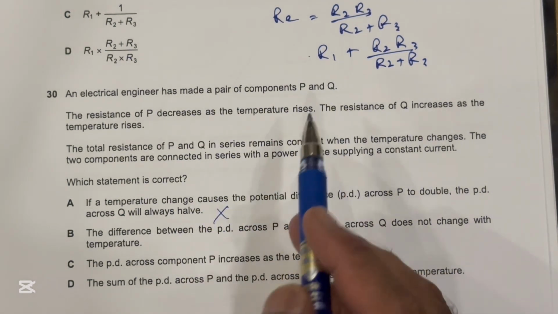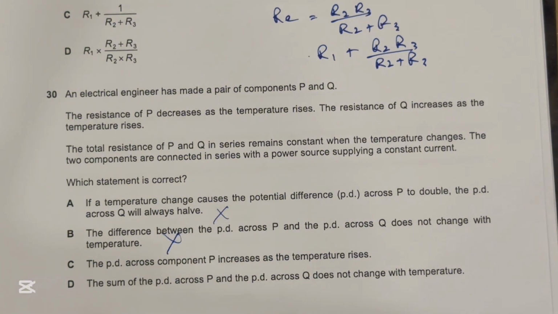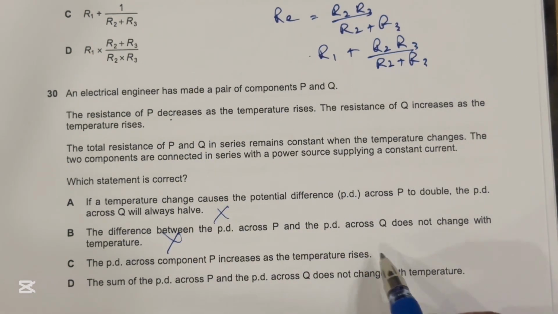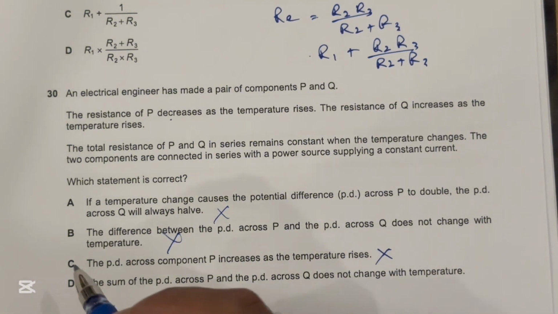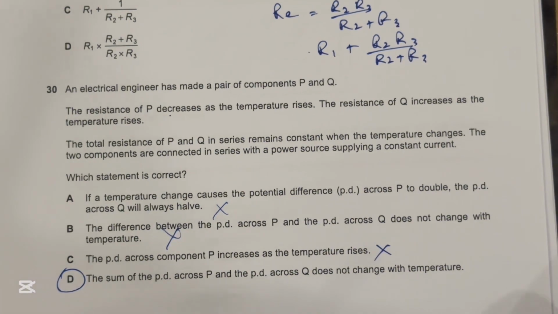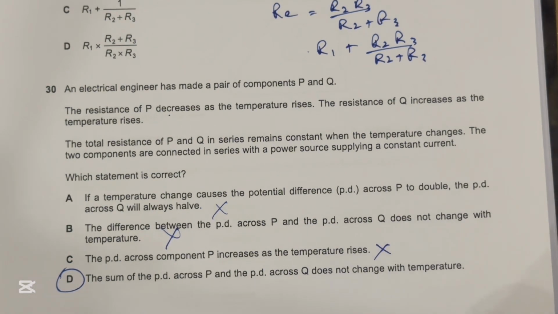Over here it is written it changes with the temperature. So option B is wrong. The potential difference across component P increases as it is decreases as the temperature rises. So option number C is also wrong. The sum of the potential difference across P and the potential difference across Q does not change with the temperature. Yes, this is the right option. So option number D is the right choice.